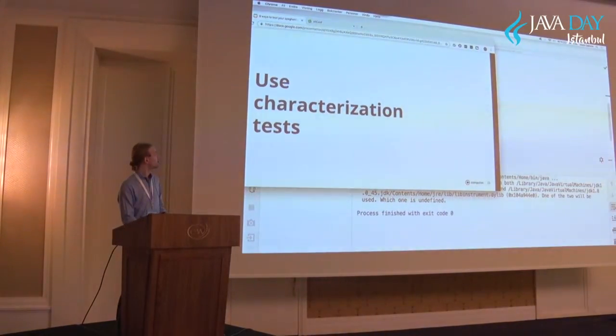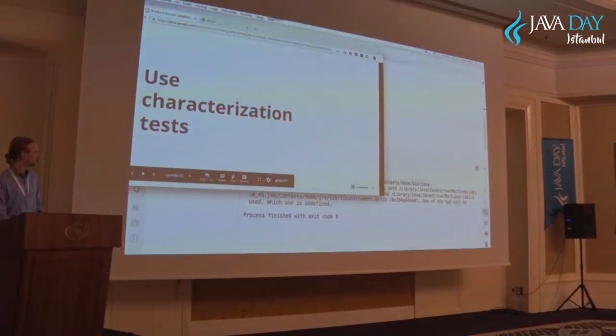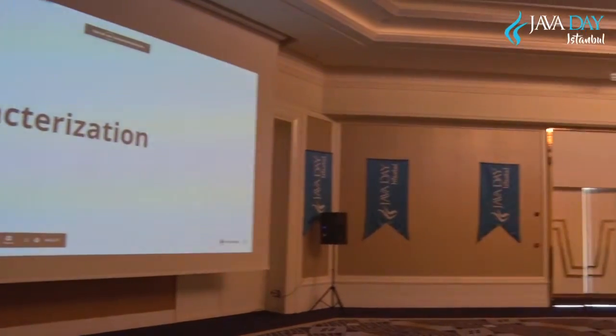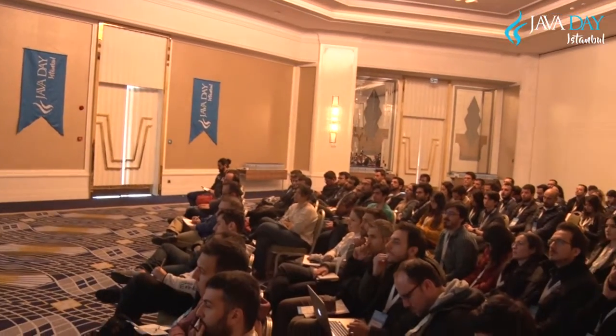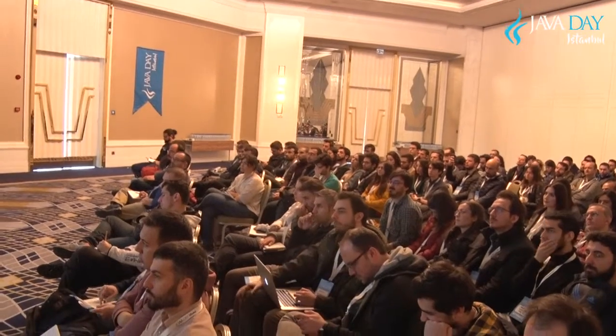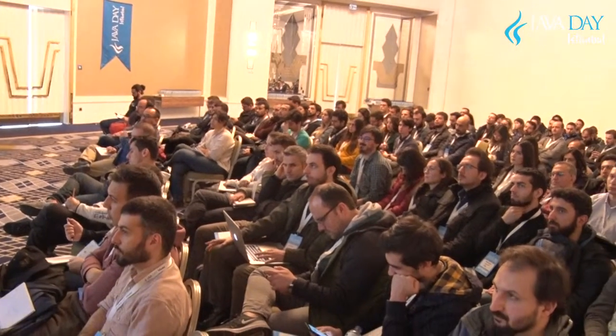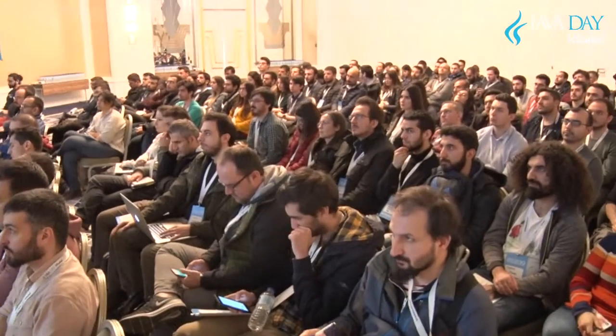Characterization tests. If you are unsure how a method works, then you can use tests. Just write tests for the existing functionality. That will tell you how it behaves. So let's have a look at an example of that.